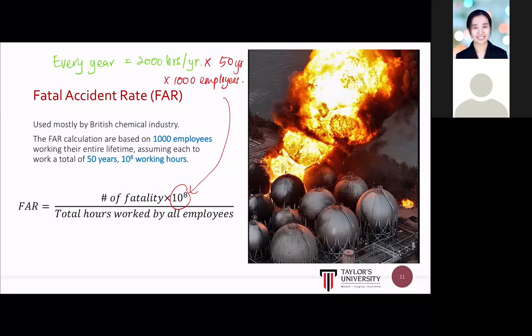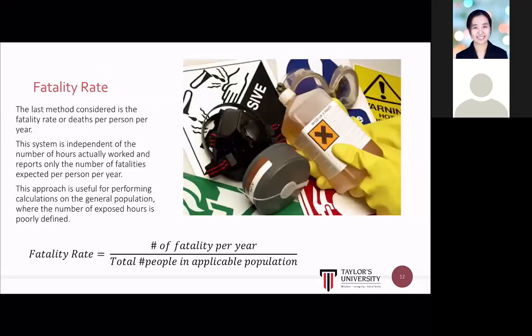Any questions so far? It's quite straightforward. If no, then we go to fatality rate. Fatality rate is another method to estimate, but it talks about per person per year. So the number of fatalities per year over the total number in the applicable population, meaning it's not in one company, but if, for example, this talks about the food packaging industry, they would divide by how many people are working in the whole food packaging industry.